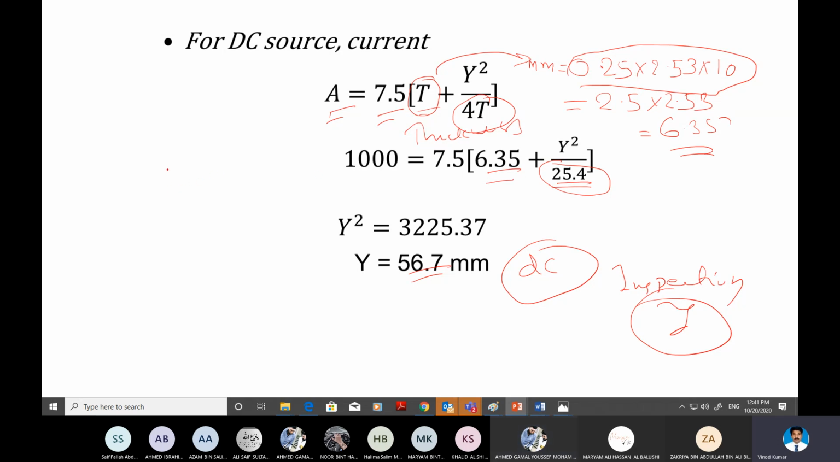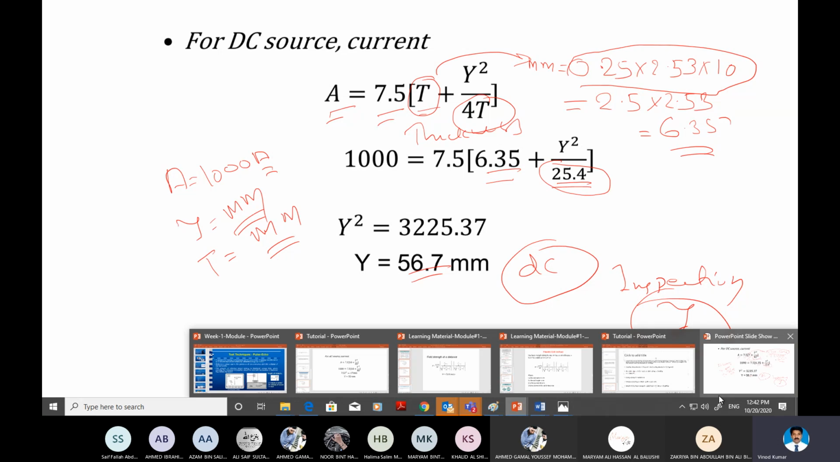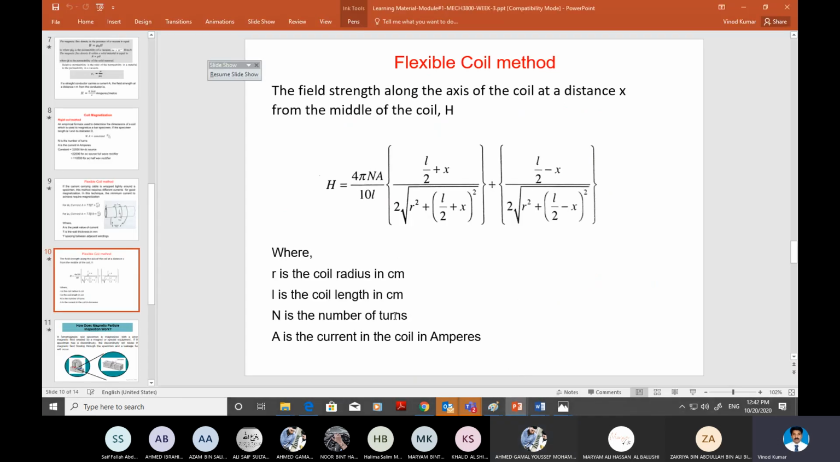Here, remember one thing: the current should be, for example, 1000, and the unit is ampere. Y and T are in millimeters. This is the only thing you need to understand in an empirical equation. Any empirical equation you take, you must have studied before. The units are important. You cannot put standard units like meter or centimeter. Our equation says so, and that's why in the learning material I have specified the units clearly.